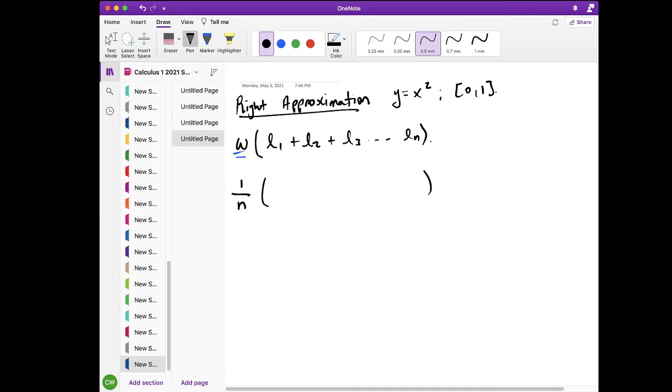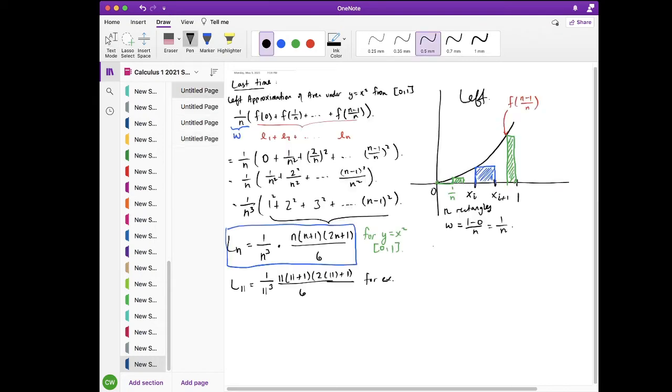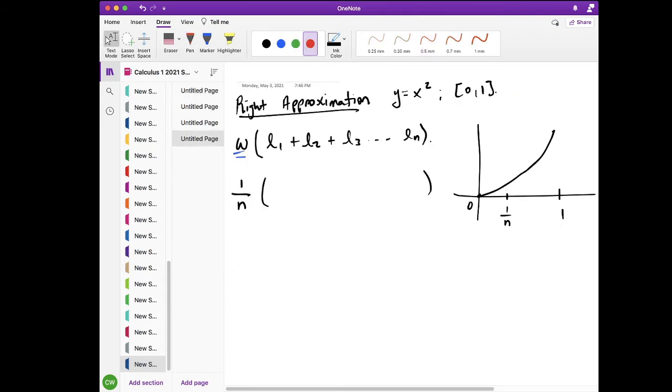Okay, so someone tell me the first L in a right approximation. So if this is 0 and this is 1 over n, what is L1? Where do you define the height of your first rectangle? So recall that in left approximation, your first rectangle was at 0. So where do you draw your first rectangle for right approximation? Okay, if you want to start from the end, you could say f of 1.